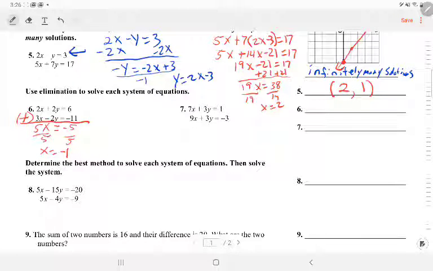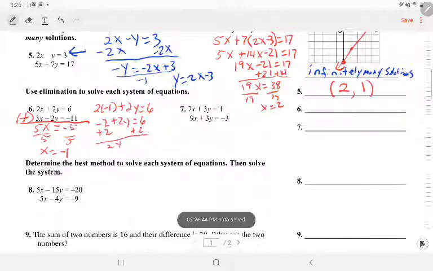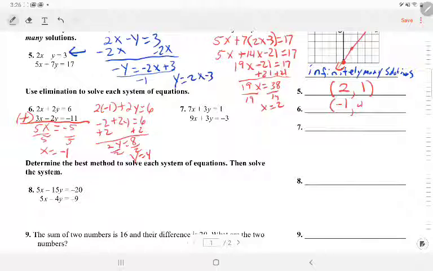So then I go back up and I can say 2 times negative 1 plus 2y equals 6, or negative 2 plus 2y equals 6. Add 2, and we have 2y equals 8. Divide both sides by 2, and y equals 4. So my solution set would be negative 1, 4. Okay? So, let's get rid of some more of this.